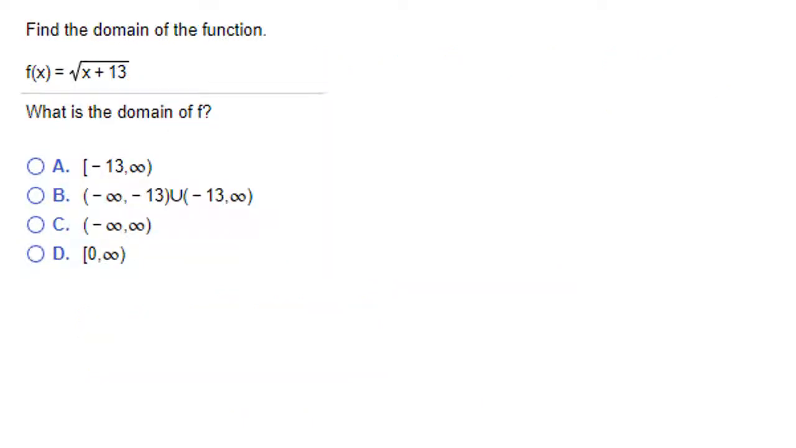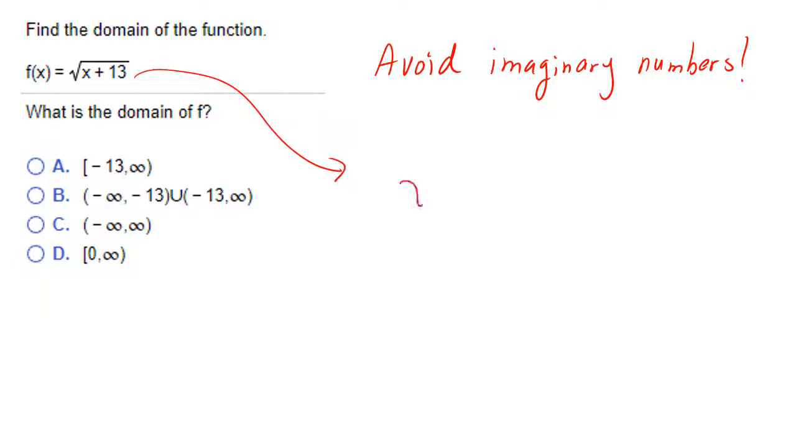Now we must find the domain of a function that's a square root. In this case, when we're working with real-life functions, you want to avoid imaginary numbers. Those are the numbers that have the i, the square root of negative 1. So we want this to be positive. So I put x plus 13 greater than or equal to 0. You will always take that radicand and set it greater than or equal to 0.